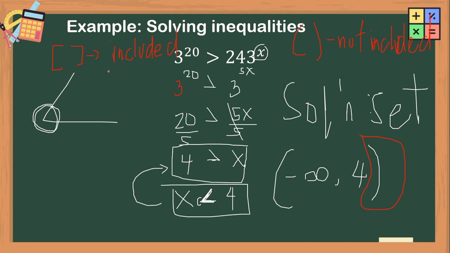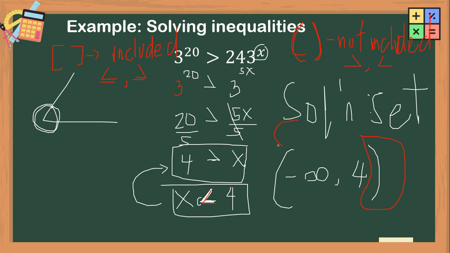So the symbol of the inequality that includes equal is the one with an equal sign. If it is not included, it uses less than or greater than. I repeat. In this case, since we used less than, we're going to follow the parenthesis. This means 4 is not included. That's why I used the parenthesis here.